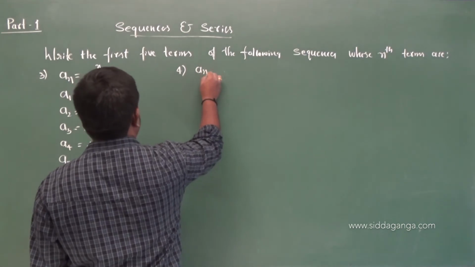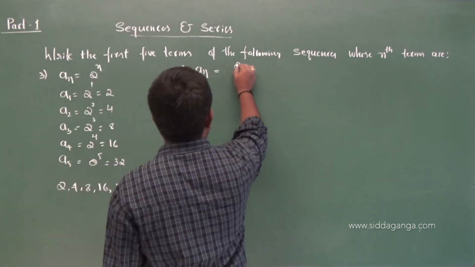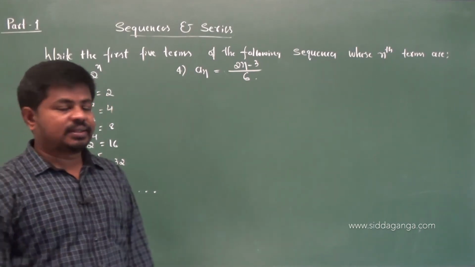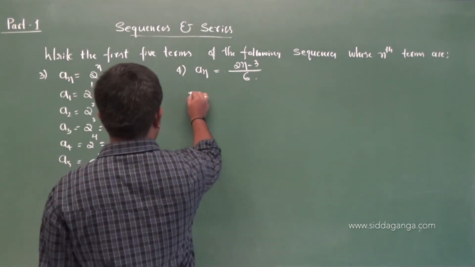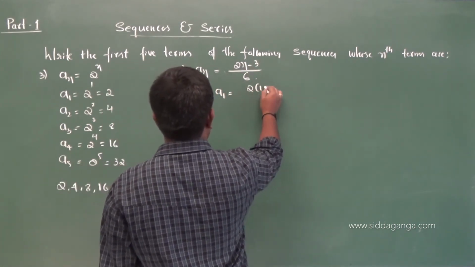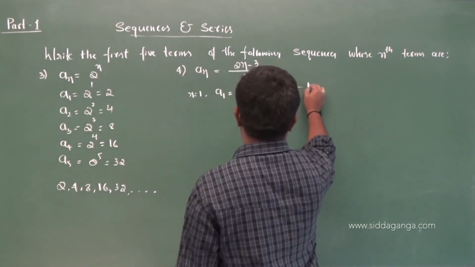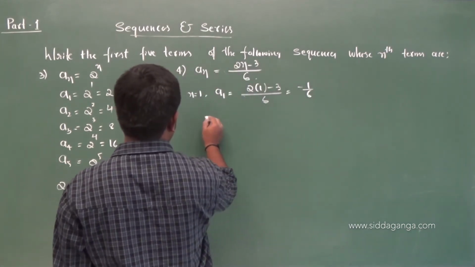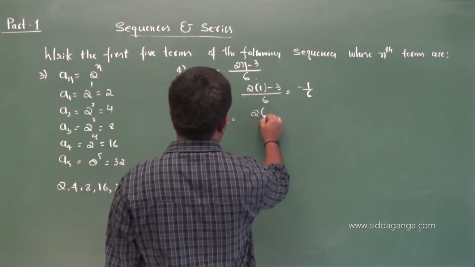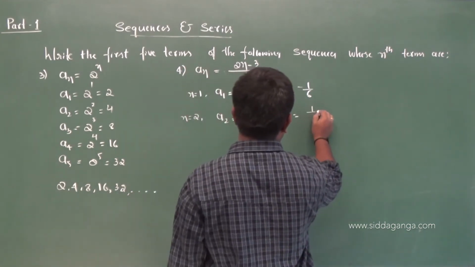So an is 2n minus 3 by 6. So when n is 1, a1 is 2 into 1 minus 3 by 6, which gives 2 minus 3, minus 1 by 6. When n is 2, the second term a2 is equal to, in place of n substitute 2, 2 into 2 minus 3 by 6. So 4 minus 3 is 1 by 6.